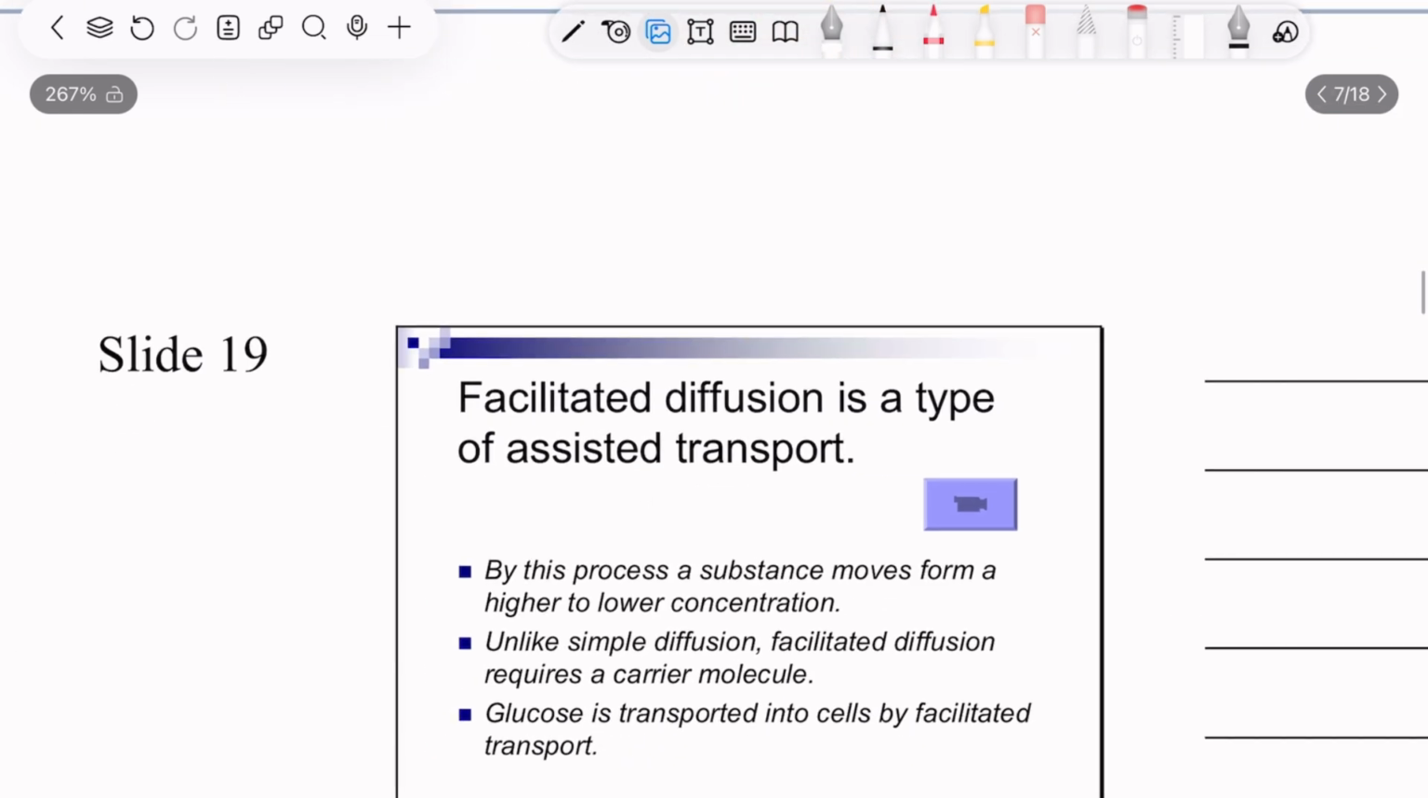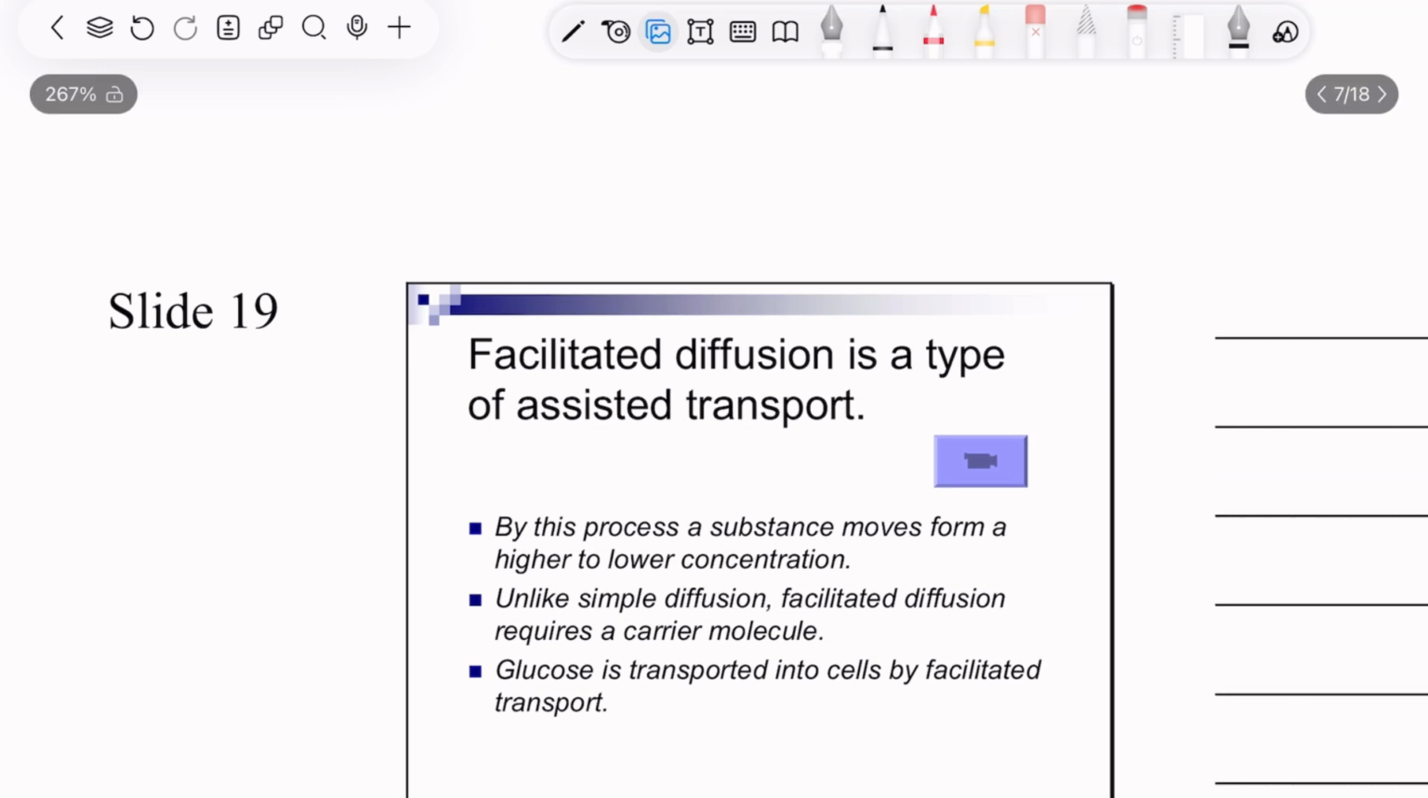Facilitated diffusion is a type of assisted transport. By this process, a substance moves from a higher to a lower concentration. So it's basically like regular diffusion. Unlike simple diffusion, however, facilitated diffusion requires a carrier molecule. Glucose is transported into the cells by facilitated transport.